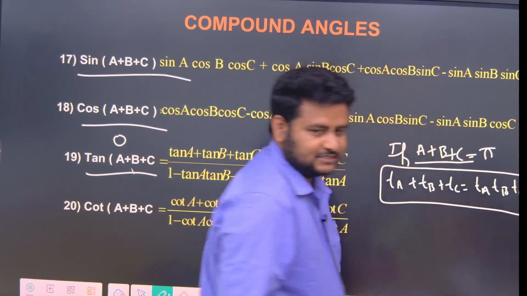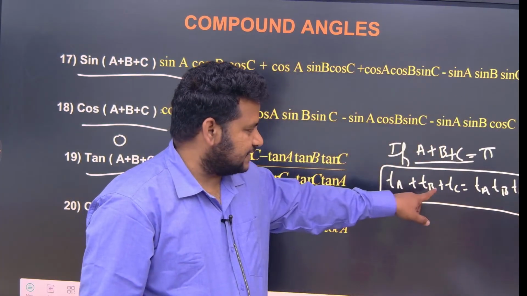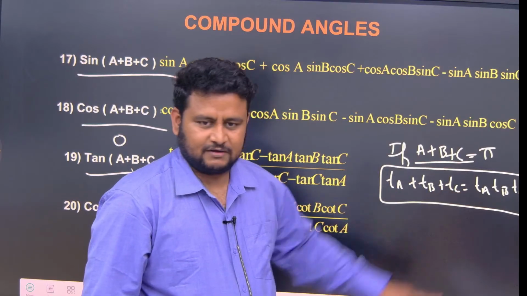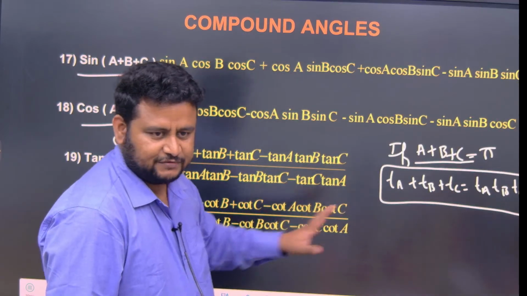If A plus B plus C is equal to pi, tan A plus tan B plus tan C is equal to tan A tan B tan C. Focus, ask, and understand why we are getting it like this.